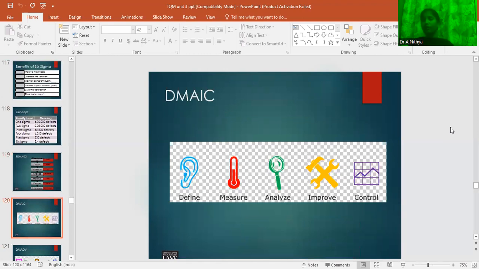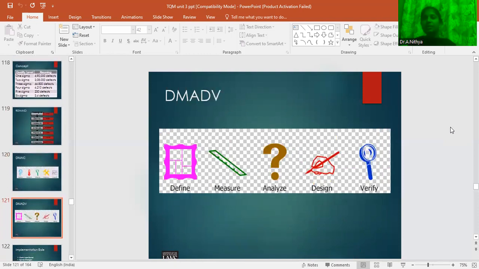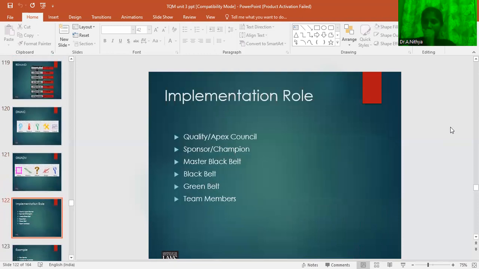We have another way of solving with Six Sigma steps: DMAIC, which is define, measure, analyze, improve, control. Then we have define, measure, analyze, design, and verify. Previously it was control, here it is verify. Now the implementation roles. Who acts in the major implementation roles of Six Sigma? Quality Apex Council, then sponsor called champion, master black belt, green belt, and yellow belt.